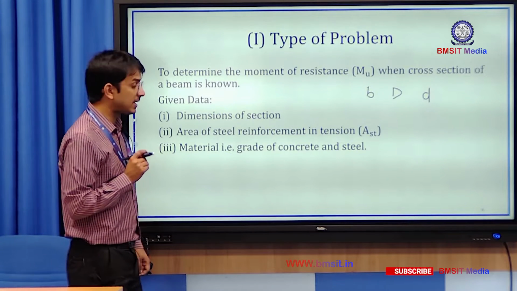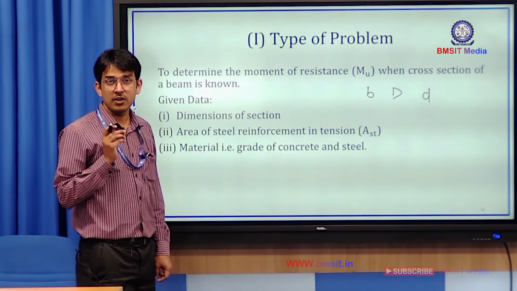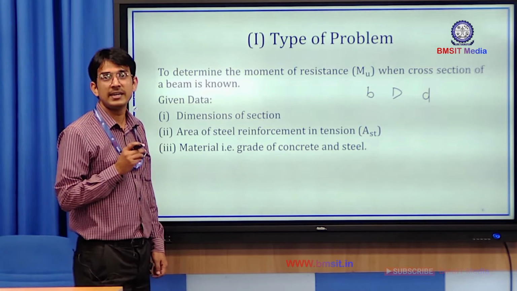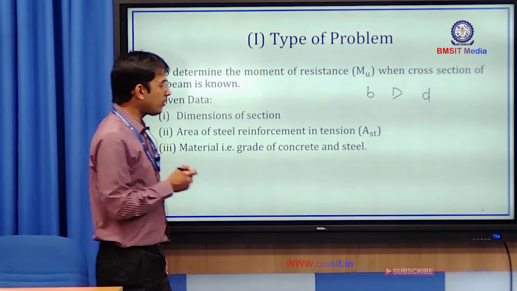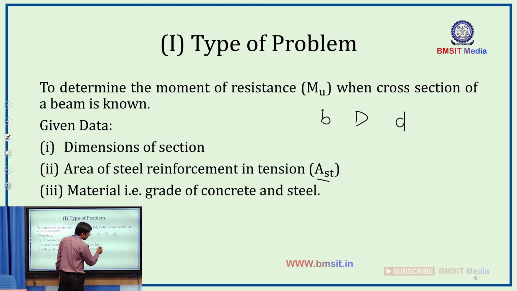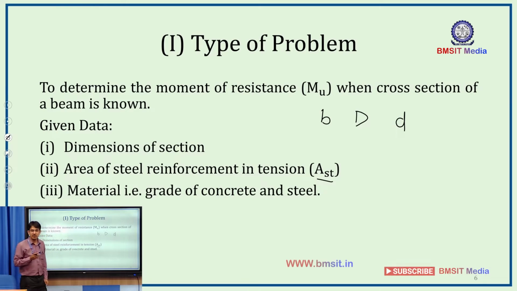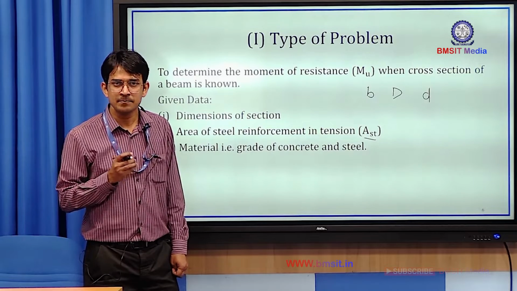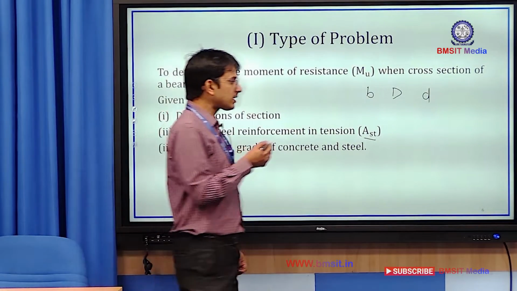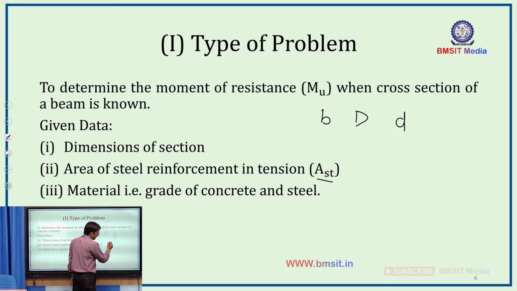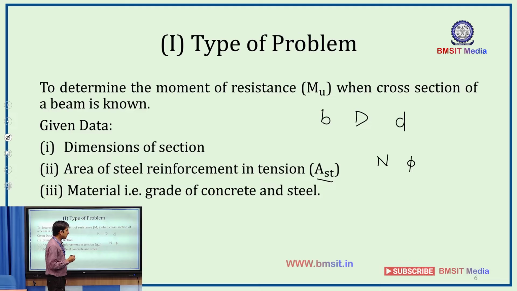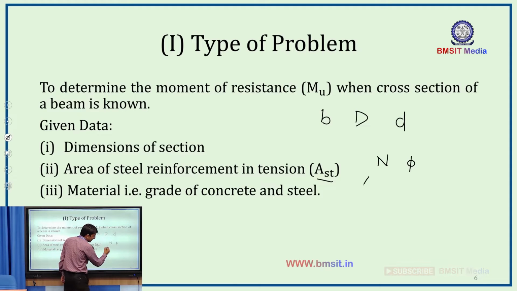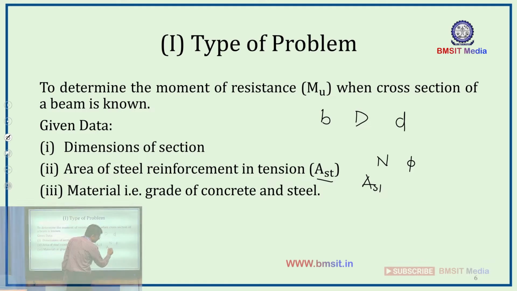Second is the area of the steel reinforcement which you have provided in tension. For that we use the abbreviation AST. If we know the number of bars and the diameter of bar, then we can easily calculate the AST. So how can we calculate? Consider that the number of bars is N and the diameter is phi. So in that case, what is the AST?